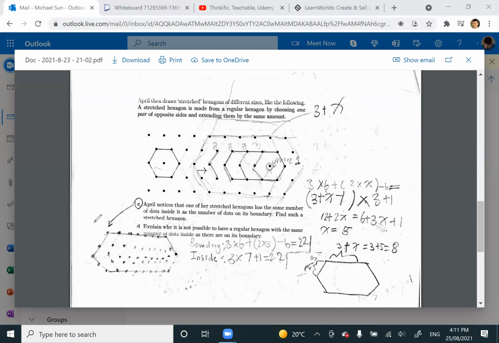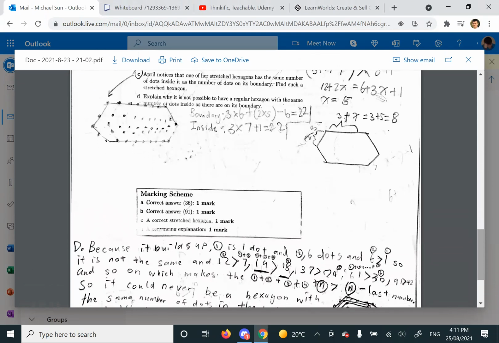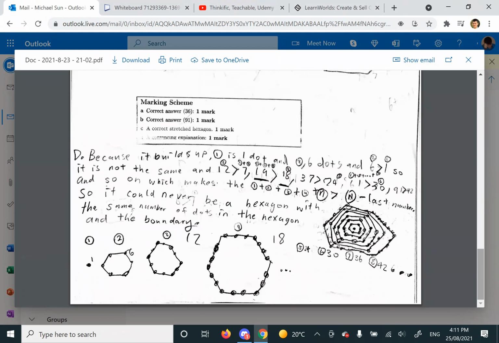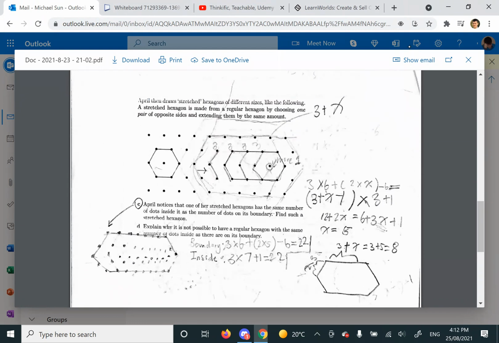Maybe you want to think about that. Do you understand the question? So make a stretched hexagon with the dots on its boundary the same. So like if you have this stretched hexagon here. See, this is a stretched hexagon, okay? You stretch this by 1.